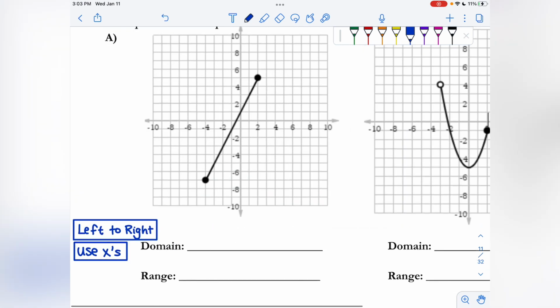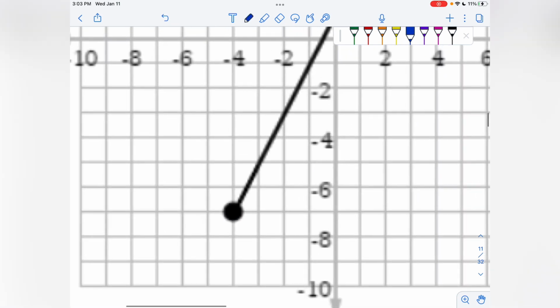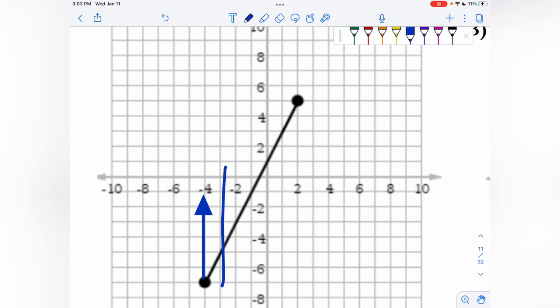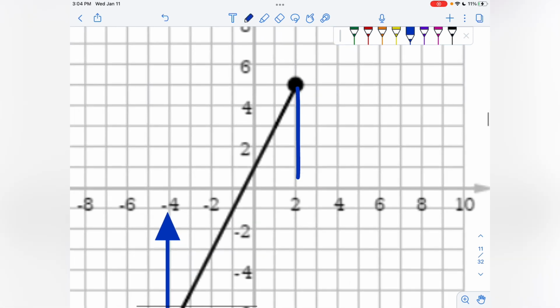So on this graph, where is this graph starting from the left? I'm going to use this line to help. Okay, so from the left, the graph starts right here. What's the x value of this starting point? It's -4. So from the left, we start at -4. And then it continues on, and it stops here. What's the x value at this point? We've got to use x's. The x value is 2.